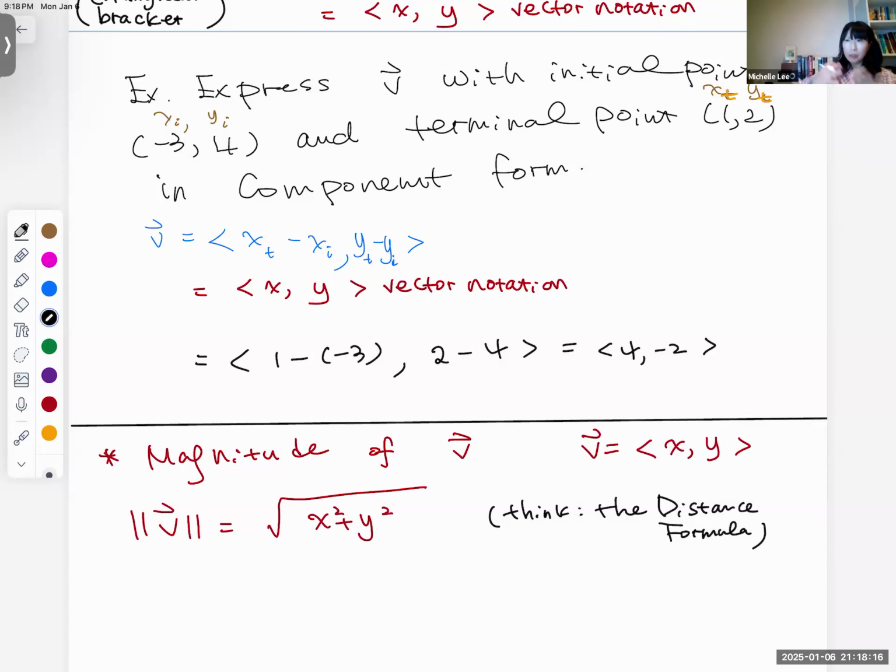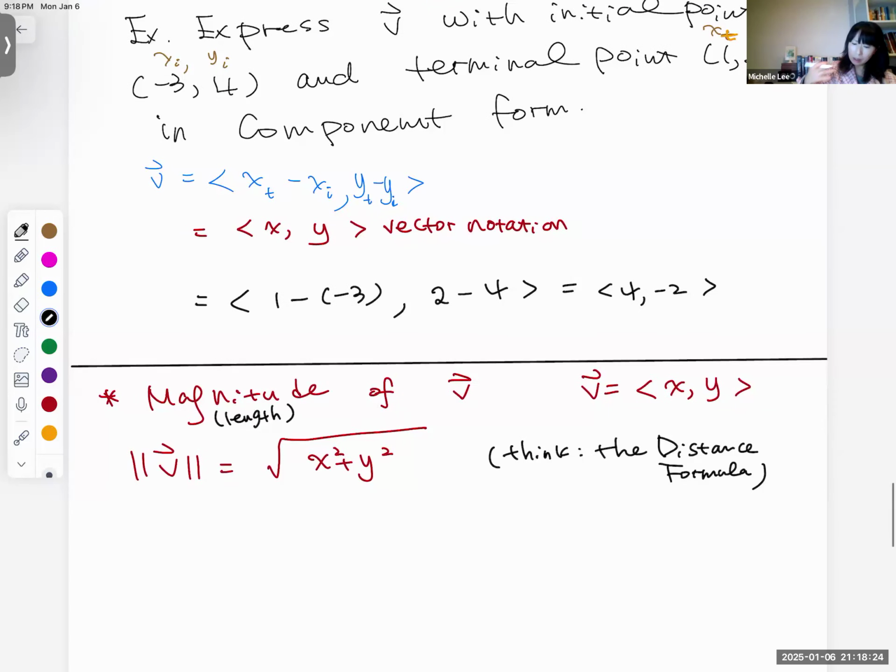So magnitude, we know that's the length, right? Okay, then let's find the magnitude of the previous one. Before that, let me write down what it means if the magnitude is equal to 0. Not the 0 vector.